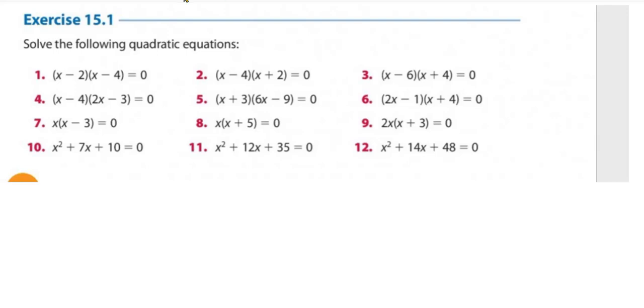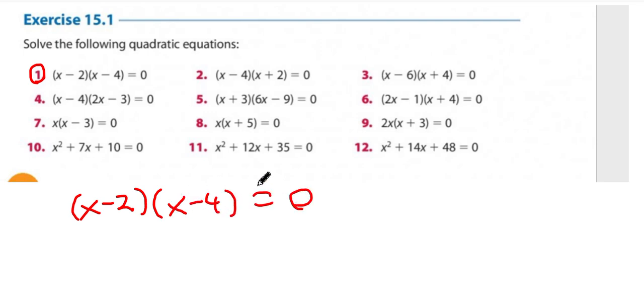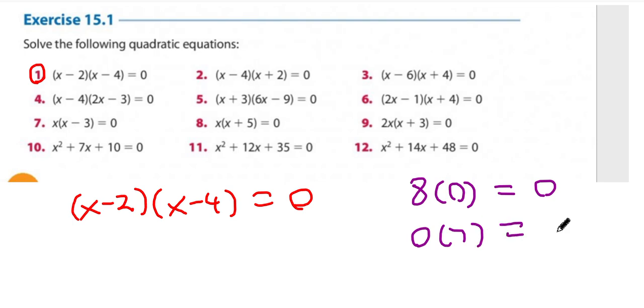Let's solve the following equation, which is question 1. (x - 2)(x - 4) = 0. Now here's the deal about this. Can anybody tell me, what's 8 multiplied by 0? What's 0 multiplied by 7? Okay, so when you multiply one number by another number and the answer is 0, this means one of them must be responsible for being 0. Do you get what I'm saying? One of the numbers has to be 0.